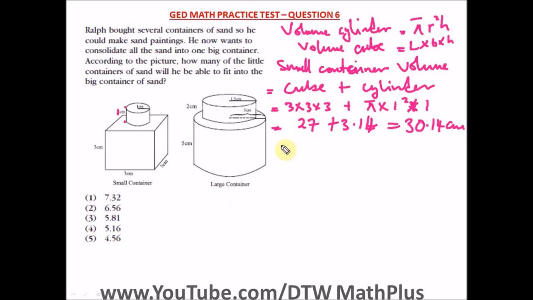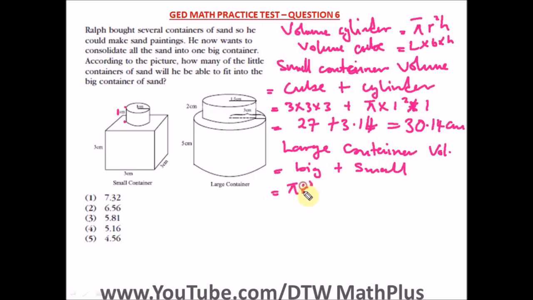Okay, now let's go to the volume of the large container. Large container volume. So we have two cylinders here, the small one on top and the bigger one. All right, so let's say big plus small here. The big one is this one here. What's our formula? Our formula is pi r squared, the big r squared, the big h, plus pi, the small r, the small h. Our pi will still be 3.14.